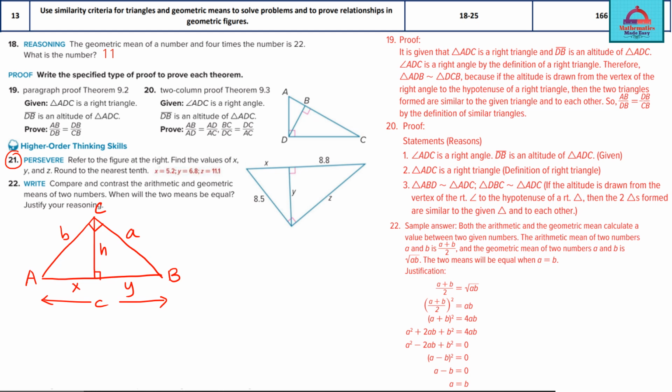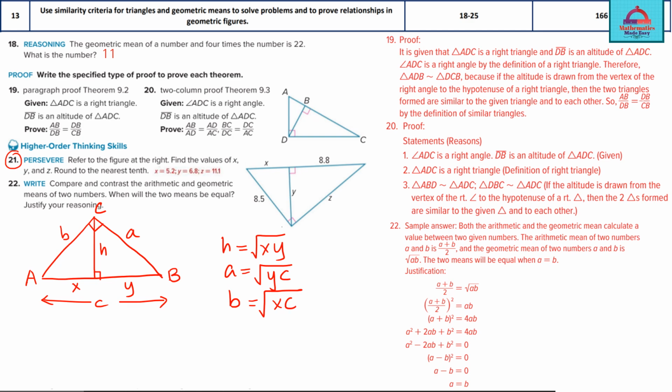So the formula that we are using for geometric means using similarity criterion is that this edge is going to be the geometric mean of x and y. First, I'm just giving you the formula, then we can apply it for this question. Then this length A is going to be the geometric mean of y, the shorter leg, multiplied with c. Similarly, b is going to be the geometric mean of x multiplied with c.